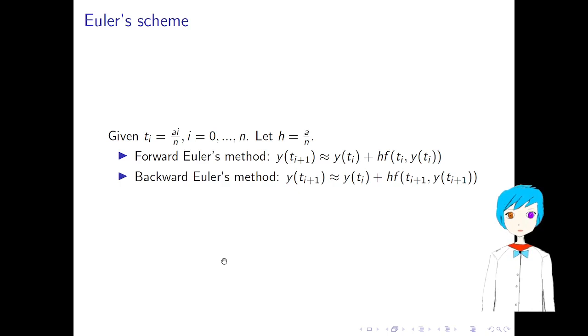So we talk about two Euler schemes. Given t_i equals i a divided by m, equally distributed on the interval 0 to a, the forward Euler method approximates y(t_{i+1}) by y(t_i) plus h f(t_i, y(t_i)). The backward Euler method approximates y(t_{i+1}) by y(t_i) plus h f(t_{i+1}, y(t_{i+1})). So the backward Euler method cannot be solved explicitly because y(t_{i+1}) appears on both sides of this equation.